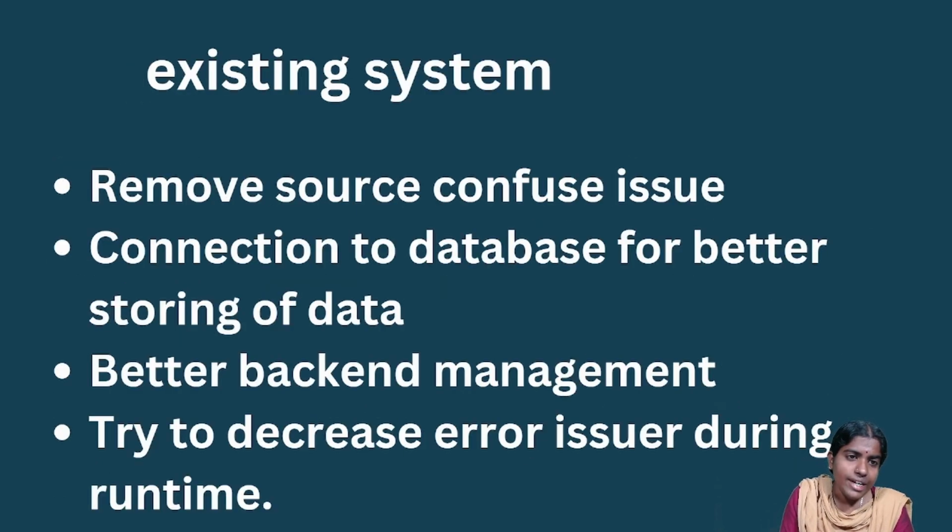Clear with this? So currently in the existing system, what is happening? It is going to remove the source confusion issue. There is a connection to the database for better storage of data. Whenever I connect to the database, there is better backend management, and I'm going to decrease the errors during runtime. So when compared to the existing system, why do I have to go for the proposed system?